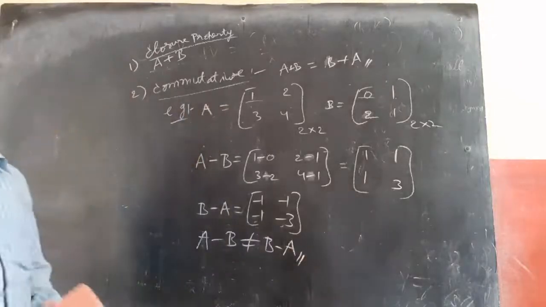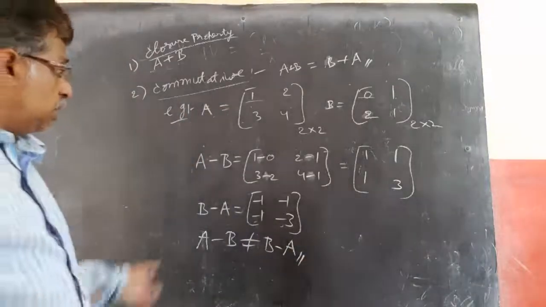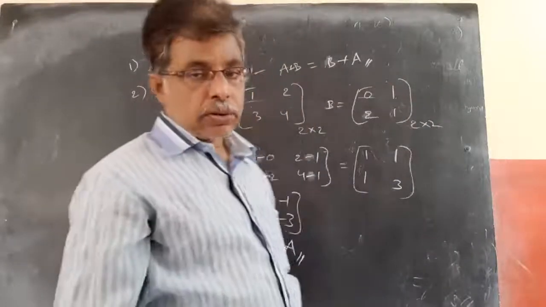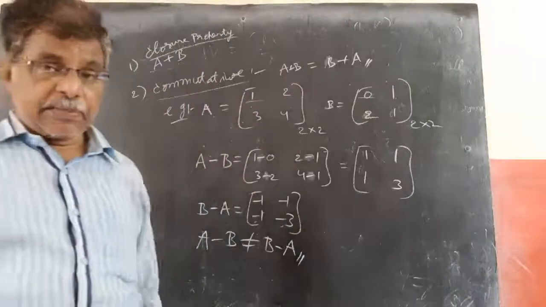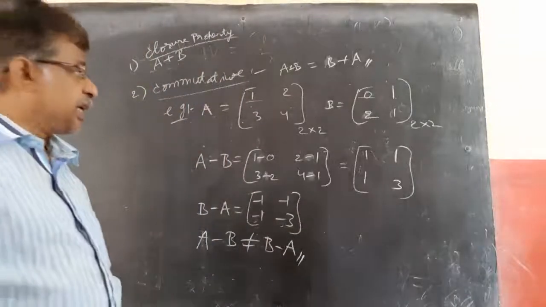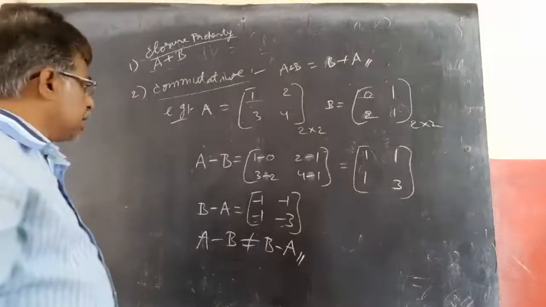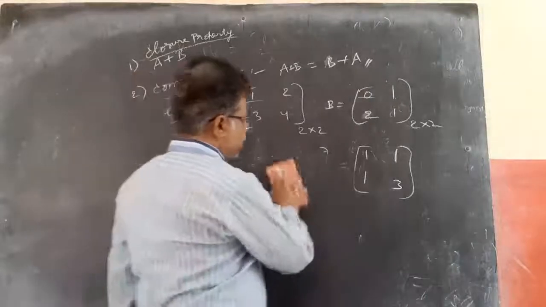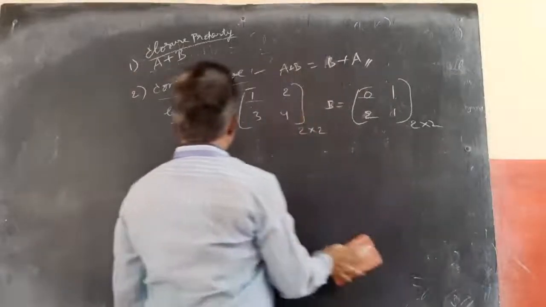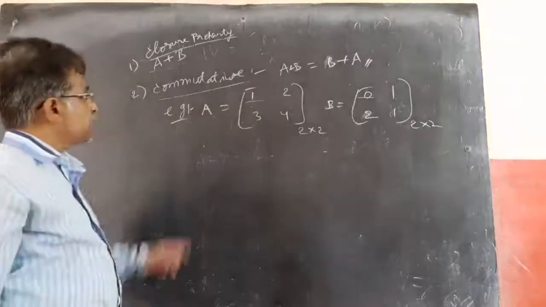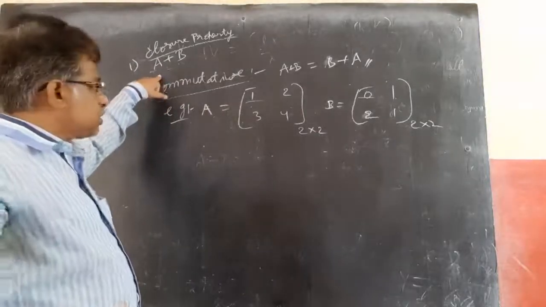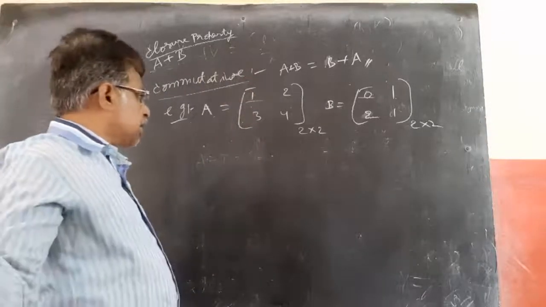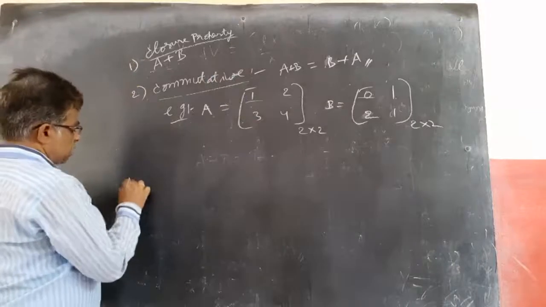So commutative property does not hold good for subtraction, but it holds good for addition. Commutative property is applicable only in matrix addition, not in subtraction or multiplication. Multiplication we will discuss later. So closure property under addition holds good 100%. Commutative property under addition holds good 100%. Like associativity. Associative property.